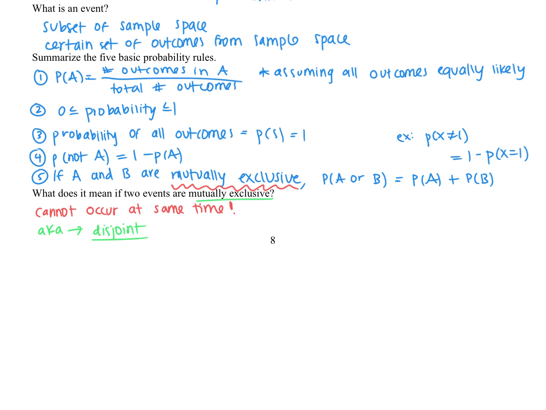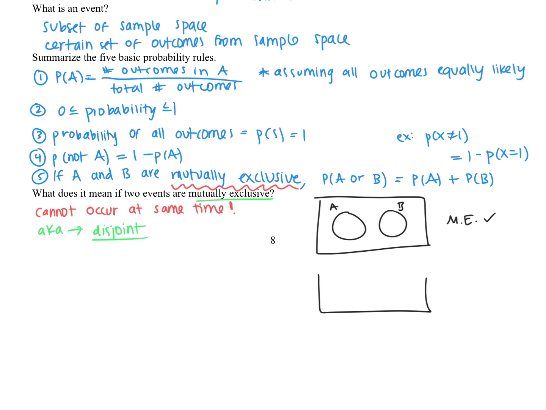We're going to write one other thing down. So looking at a Venn diagram, if A and B are mutually exclusive, this is what it would look like. They don't share any common outcomes. So these are mutually exclusive. If they were not mutually exclusive, you would see something like this. And that is because they do share these outcomes between them.